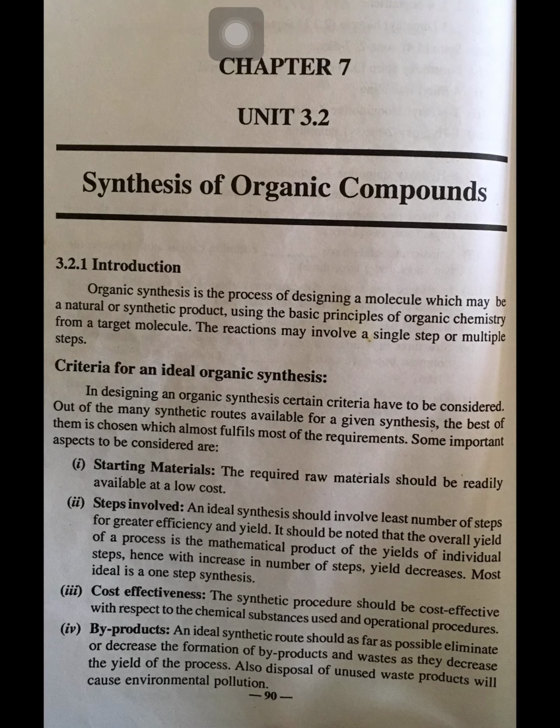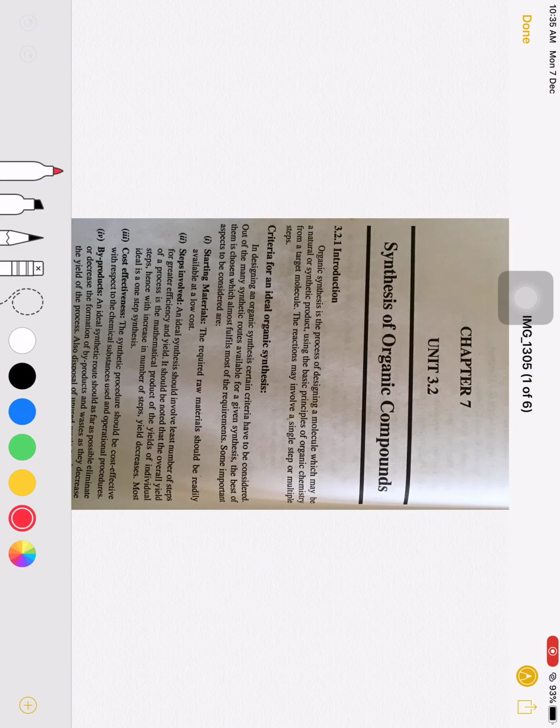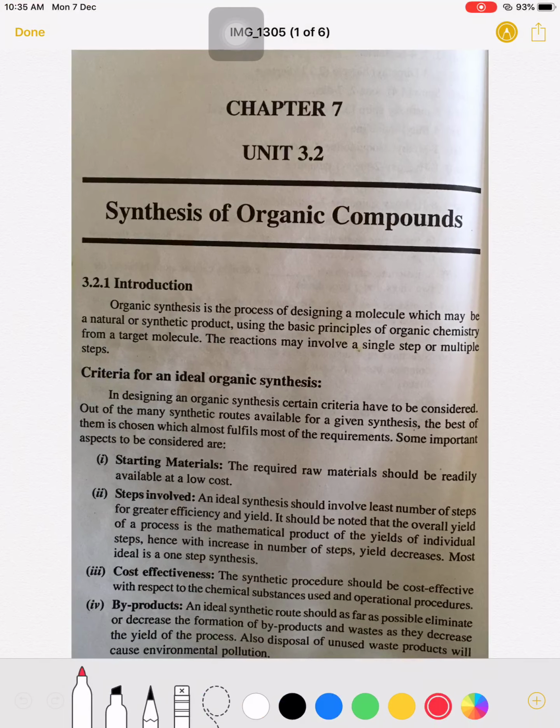So, organic synthesis is the process of designing a molecule which may be a natural or synthetic product, by use of different basic principles from a target molecule. So in organic synthesis, we are actually designing a molecule by use of basic principles of organic chemistry. We are going to synthesize different organic products. The reaction may involve a single or multiple steps.